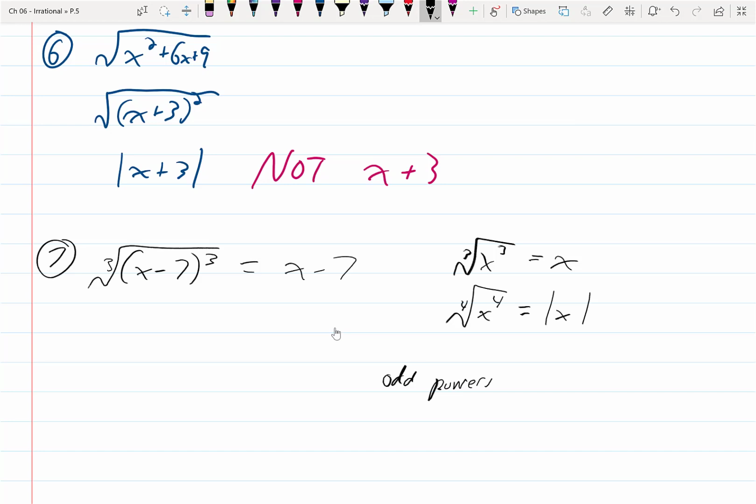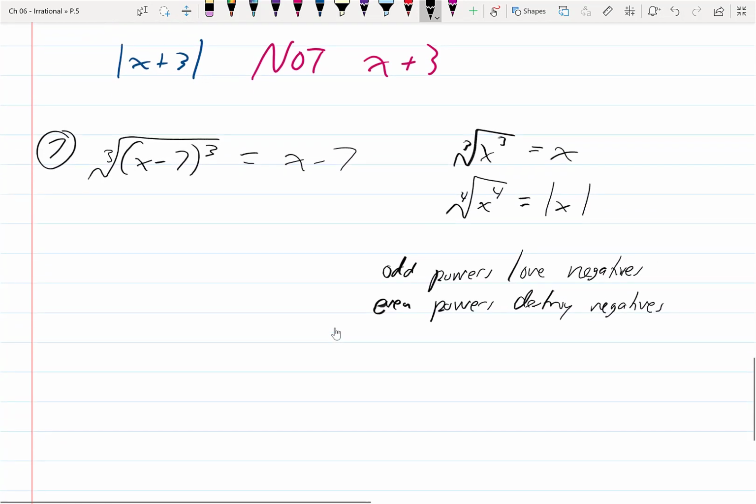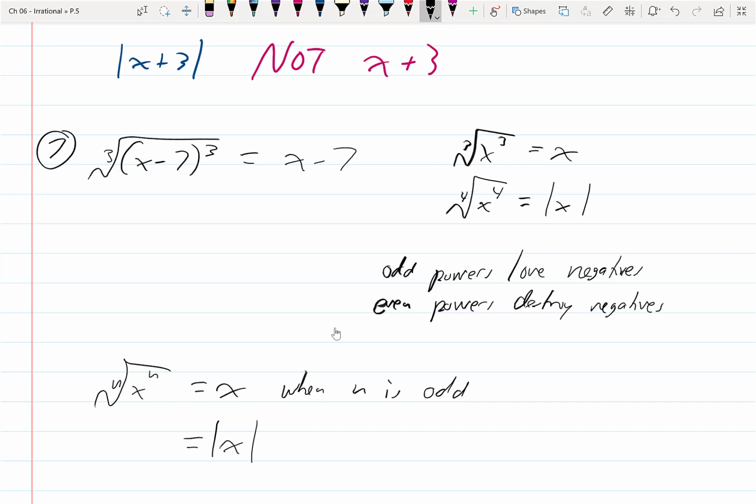Odd powers love negatives. Even powers destroy negatives. This is going to take a little bit of time to work through. The idea is that the nth root of x to the n is x when n is odd, but it is the absolute value of x when n is even.